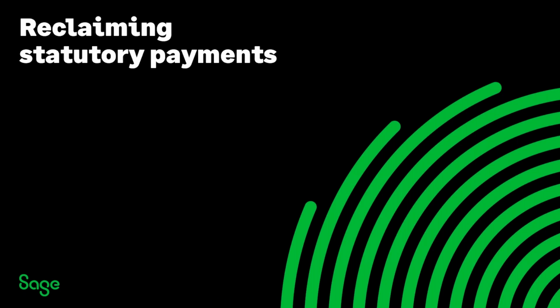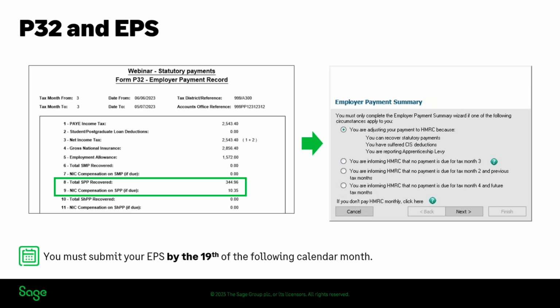So last thing to consider is how to reclaim the statutory payments. So as mentioned at the start, you'll get at least 92% of any statutory parental pay. And if you qualify for small employers relief, you get 103%. This is all calculated when you run the P32 report at the end of the tax month. And for SPP, you'll be checking boxes 8 and 9 where applicable.